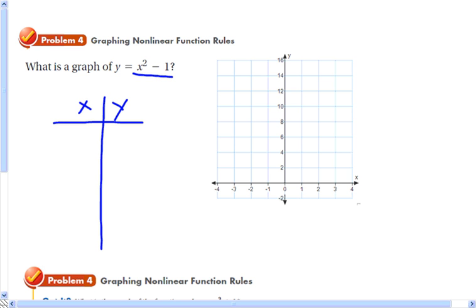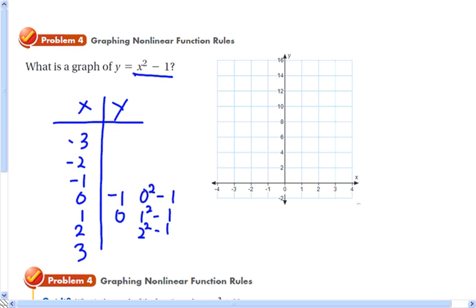You probably want to do some positive and negative values just to make sure you get this right. But I'm going to choose these values. And I'm going to start with the easy one, 0. So I'm going to put 0 in for x. So what I'm going to do is 0 squared minus 1, and that's negative 1. If I input 1, then I get 1 squared minus 1. 1 squared is 1, minus 1 is 0. Next one would be 2 squared minus 1, which is 3. And then 3 squared minus 1, which is 8.